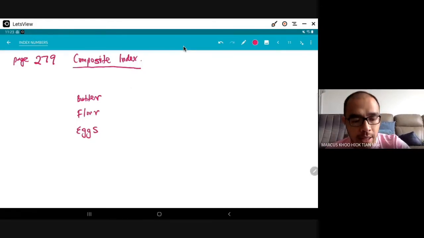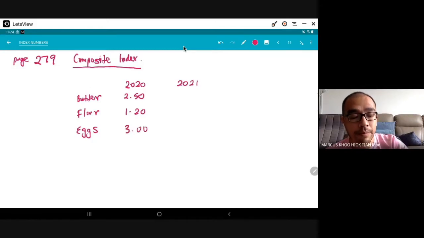And now let's say in the year 2020 and in the year 2021, the price of butter, flour, and eggs will go up and down. Let's say for example, the price of butter in 2020 is 2 ringgit 50 cent. The price of flour is 1 ringgit 20 cent, and the price of eggs, let's say it's 3 ringgit.